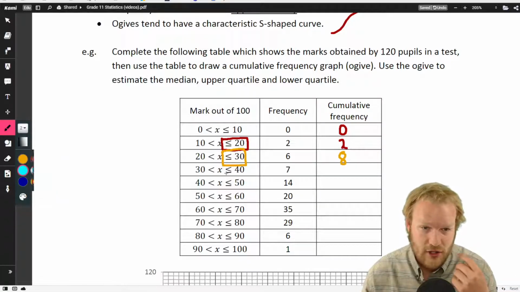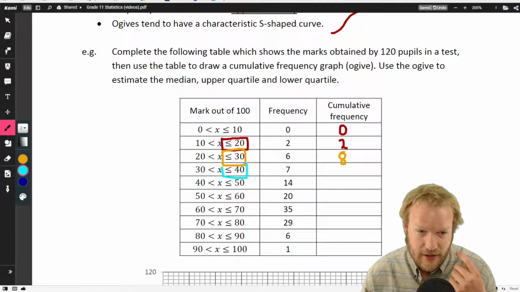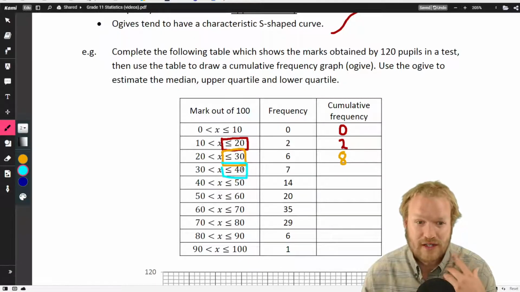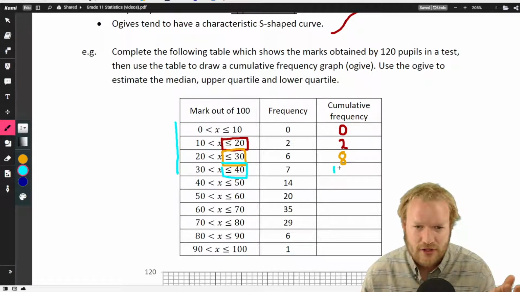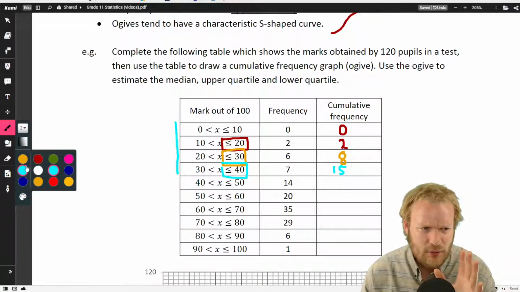And so we can go. Altogether, those people that have got less than or equal to 40, well, we had 8 that got up to this point, up to 30. We've got another 7 that got up to 40. So far we've had 15. I'm going to say it like that one more time.